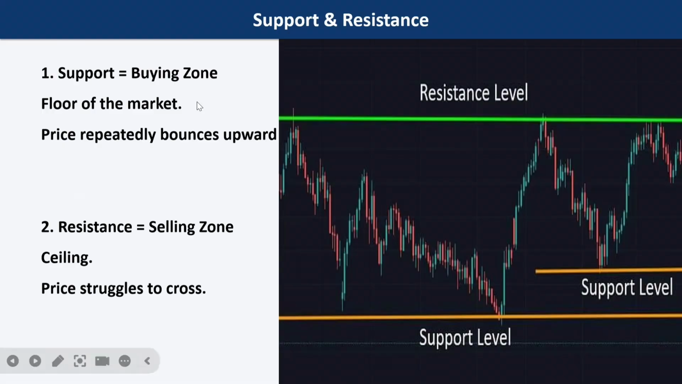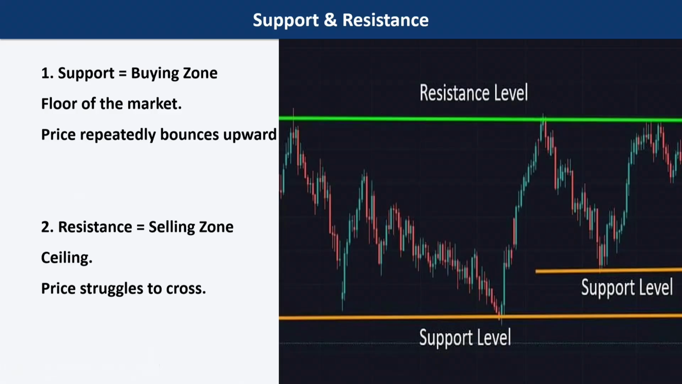So this is called the resistance level. Resistance means what? It is the ceiling of the market. It is the ceiling of your room, right? Imagine you are throwing a ball towards the ceiling, and the ceiling stops the ball. Similarly, resistance stops the price from rising further. The price can rise up to this level, but later it can't. So this is called resistance.